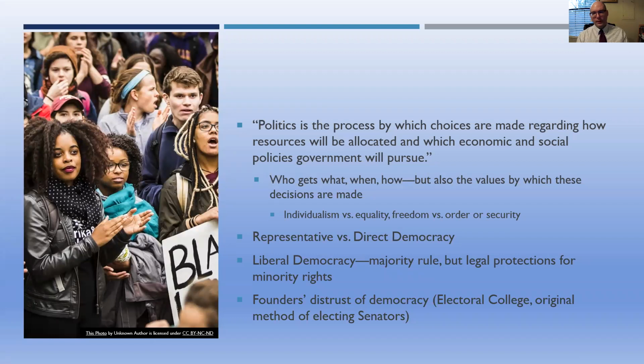Very old part of American political identity. There's individualism and freedom. Also equality. How are those two things in tension? Even more obviously, freedom versus order or security, okay?